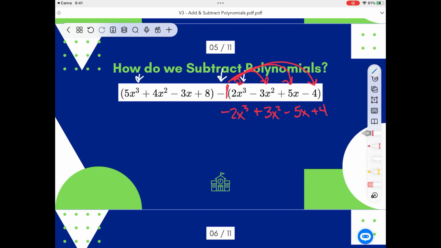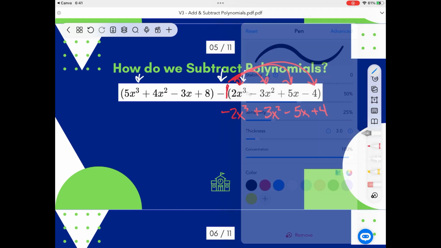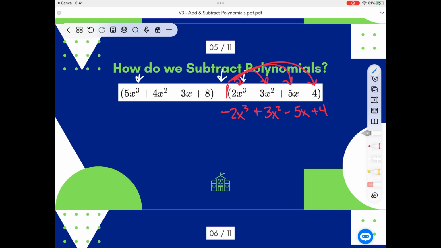The positive 2x cubed became negative. The minus 3x squared became plus. The plus 5x became minus. And the minus 4 became plus 4. So now, once we have done that, we've distributed the negative 1 and basically changed each sign in the second polynomial. Now we treat it just like an addition problem.